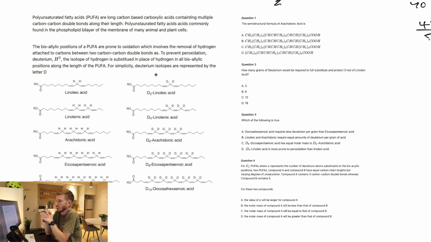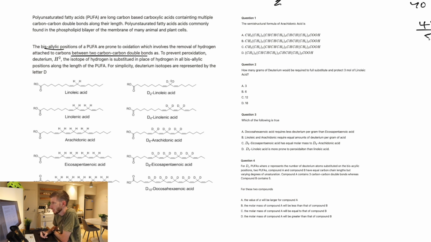Deuterium, H2, so an isotope of hydrogen, is substituted in place of hydrogen in all of these bis-allylic positions along the length of PUFA. So we found here the bis-allylic positions, and it says here, between two carbon-carbon double bonds. So we've got a carbon-carbon double bond, carbon-carbon double bond. So this carbon position just here must be this bis-allylic position that they're referring to in the question.